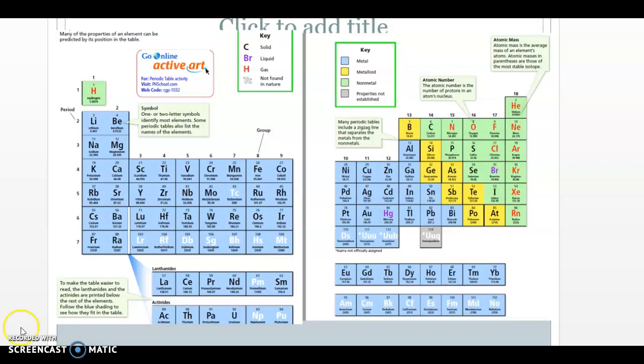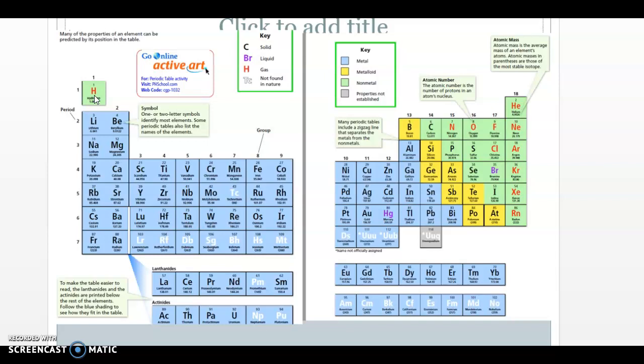I'm going to start on the left side. So here we go on the left side. I've mentioned before in several different lectures that when we have up and down columns, they're what we call groups or families. Families, as you know, have a lot of similar characteristics in them. Obviously, there's differences, but there's also similar characteristics.